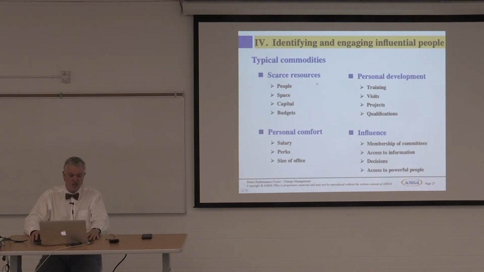Typical commodities: scarce resources, people, space, capital, budgets, personal development, training, visits, and so on. Personal comfort, salaries, perks, size of the office, lots of holidays, a short walk to the office, maybe being able to work at home most of the time because you're not under any scrutiny. Influence, membership of committees, access to information, decisions, access to powerful people, access to a local club, access to the golf course. Whatever the perk is, people do not want to lose it.